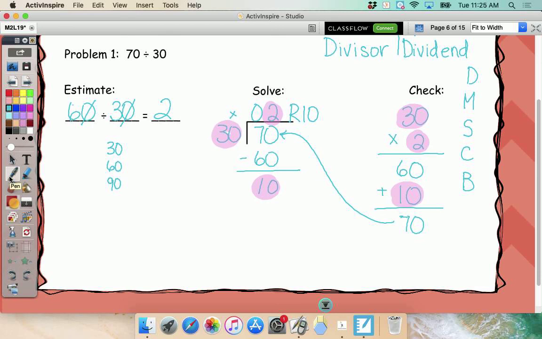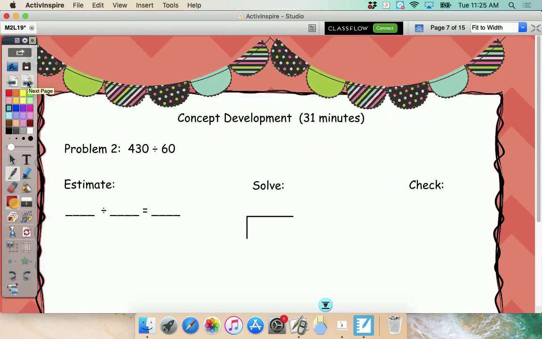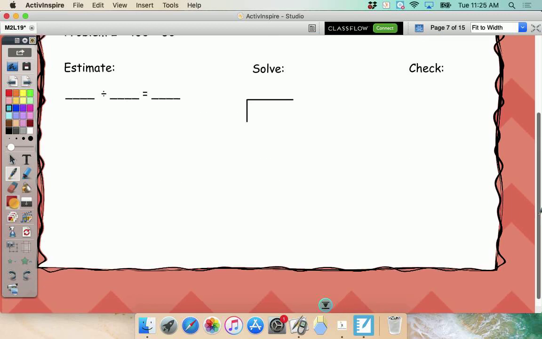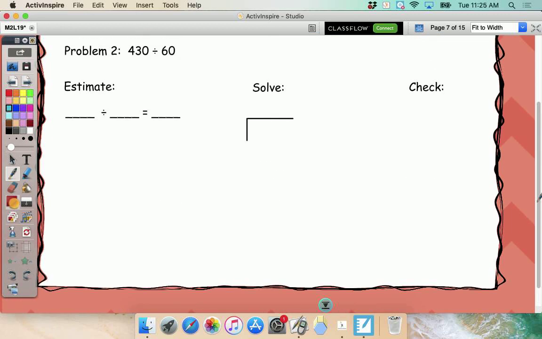Okay, let's do another. Next problem. First step, what is it? Put the 60 on the outside of the doghouse. So write the problem. And Kevin says the 60 is the divisor. You agree? Okay. Next step.